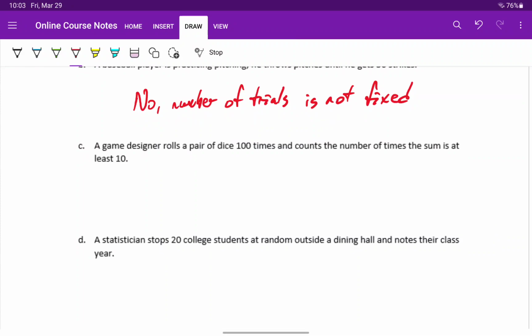In part C, a game designer rolls a pair of dice 100 times and counts the number of times the sum is at least 10. For this to be a binomial experiment, we need exactly two outcomes, which we have in this case. Either the outcome that he rolls is 10 or larger, or something less than 10. There's more than one way to get those results, but there are two different outcomes.